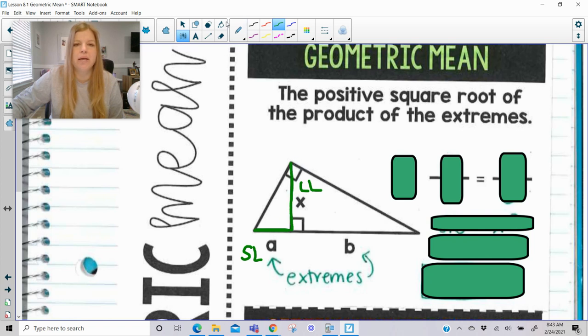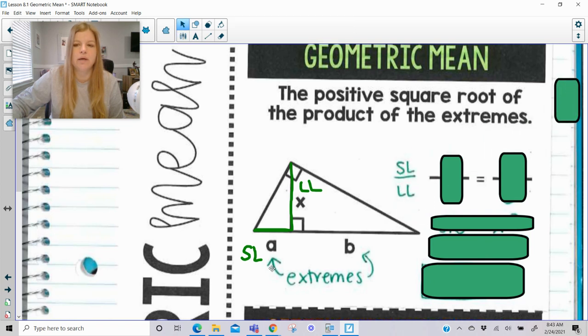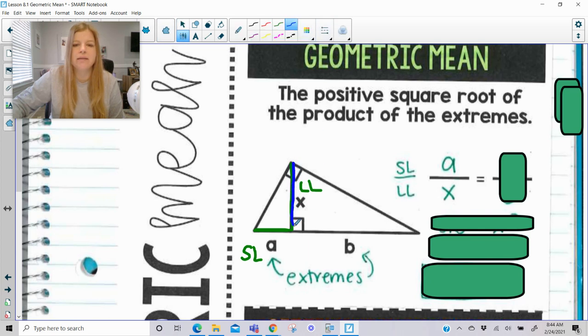So if I was to set up a ratio of that, I would say, okay, well, small leg over long leg. So A over X. And now look at what happens here. If I now look at this medium-sized triangle, that X, that was the long leg, is actually the short leg of this triangle here. So if I set up another ratio, X is also the short leg, and B is actually the long leg of this medium-sized right triangle.